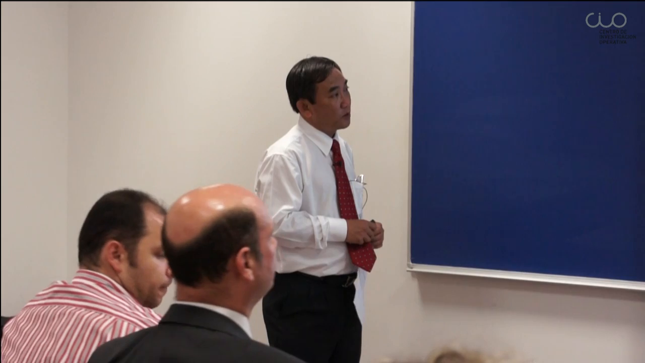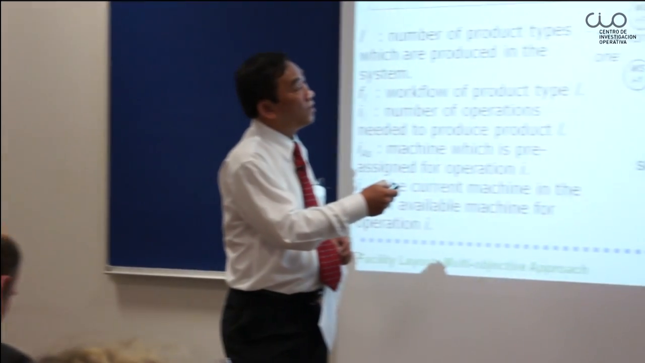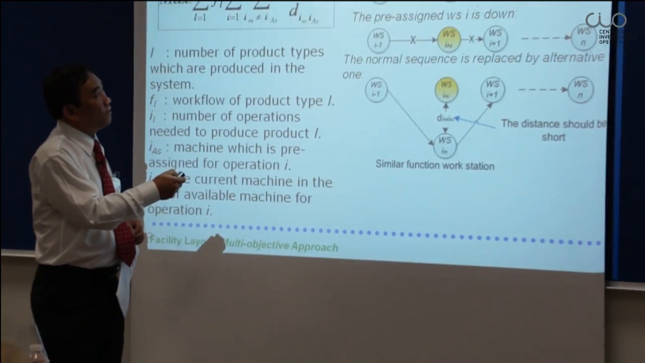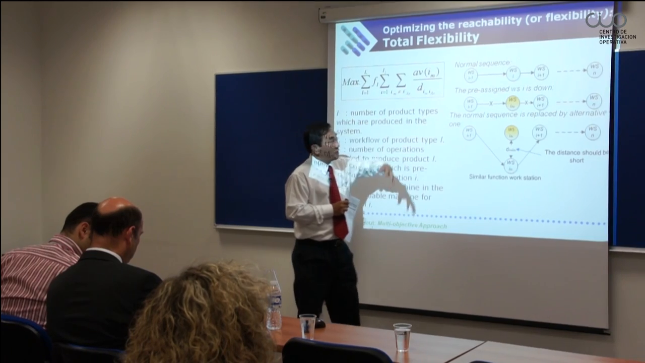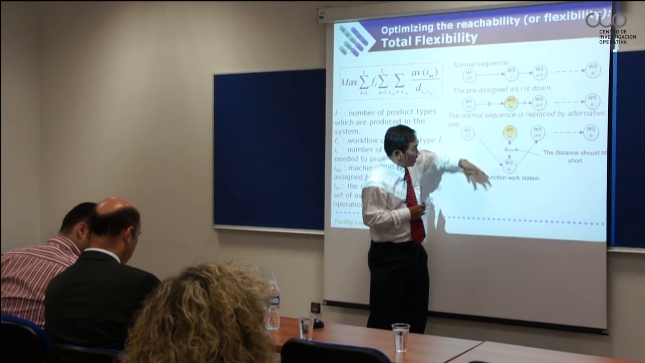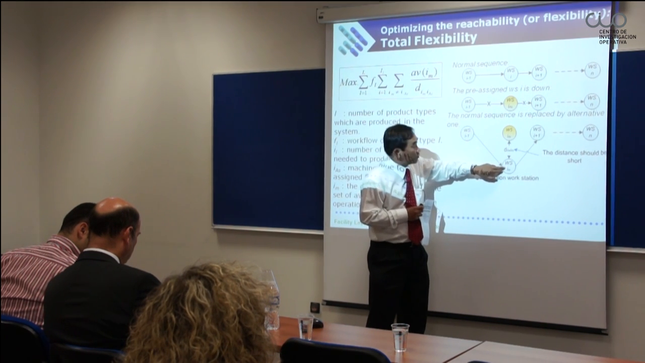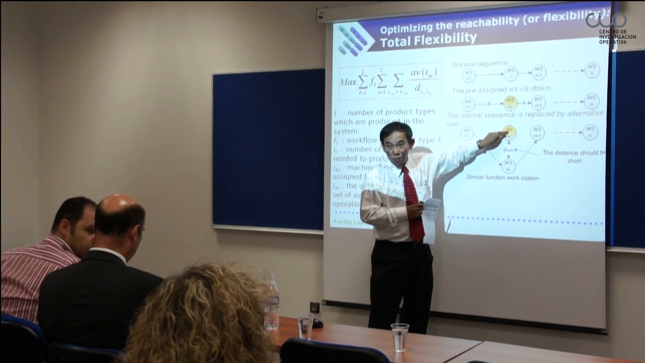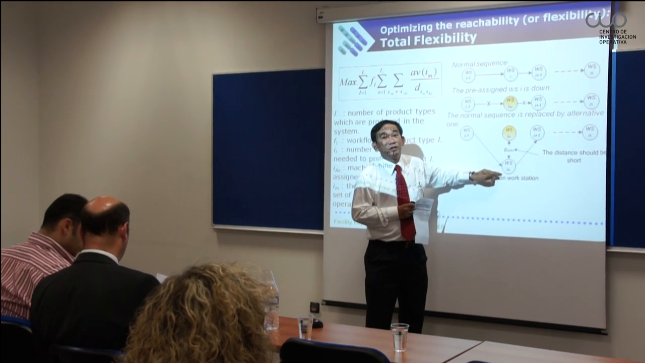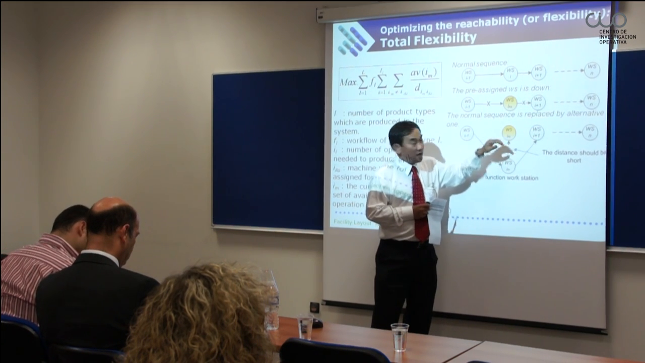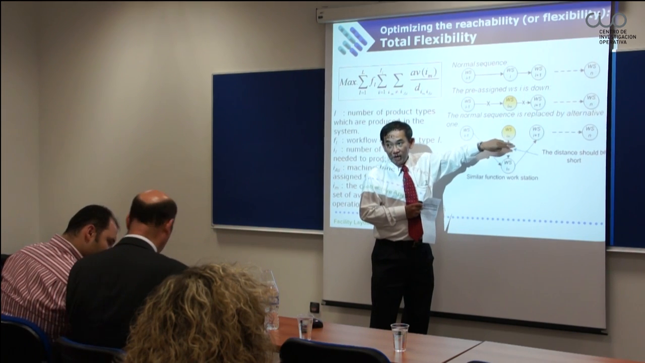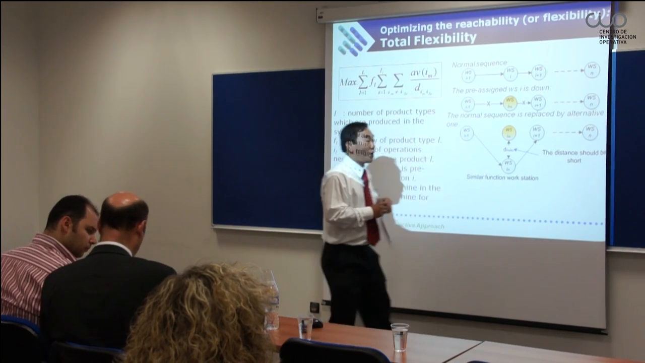And I saw the case here. If something is normal, the workflow goes from this to this to this to this. If the machine breaks down, I solve the problem by looking for another machine, which I call the alternative one, which is very close to the broken one and available. So I reroute this one. After rerouting, I wait for this one to be repaired, and when it's back, it returns to normal.